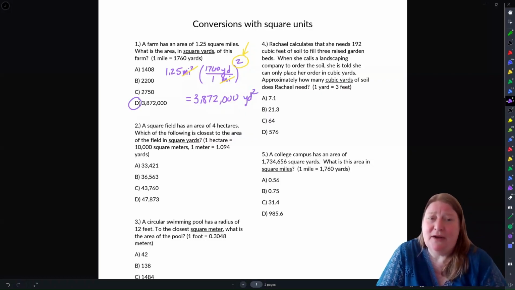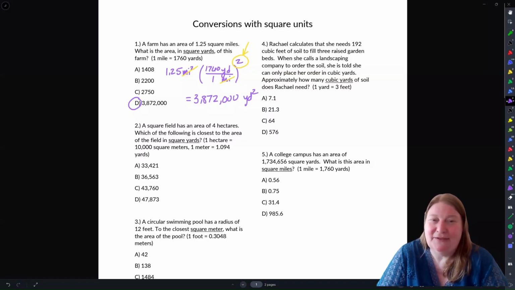Last thing I want to mention about questions like this is they do kind of use your intuition against you. You developed over years and years of school working with linear units like miles and yards. You developed a sense of how big or small answers are supposed to be. But when you're working with square units, that's like an order of magnitude different from the kind of answers that you get with linear units.